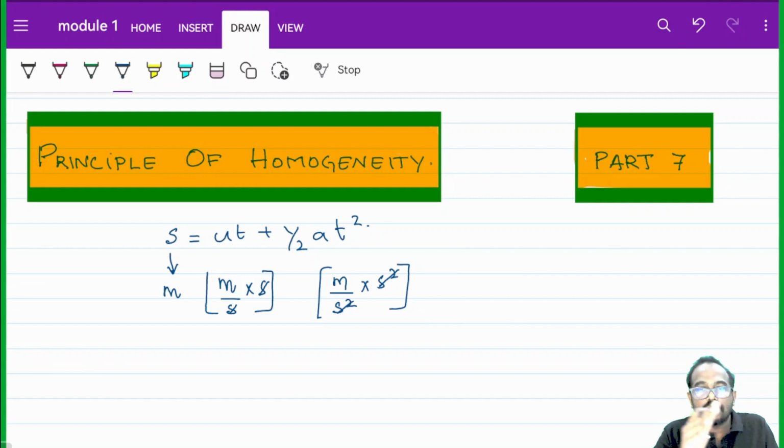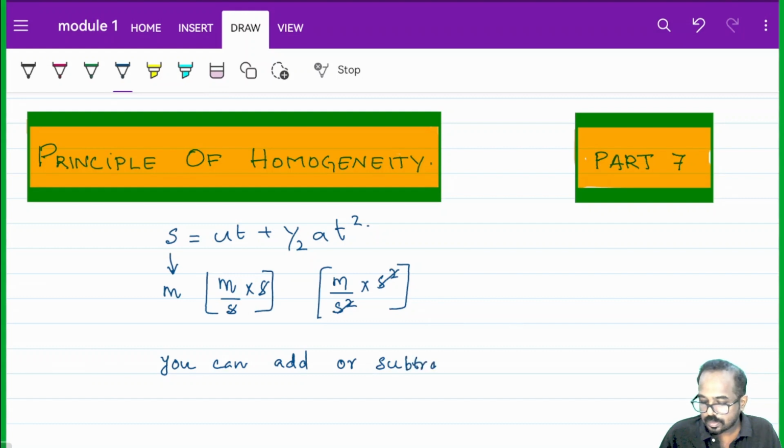That means you can add force with force, velocity with velocity, acceleration with acceleration, but you cannot add velocity with acceleration or subtract. For addition or subtraction, you can use similar quantities only. That is simply the principle of homogeneity. You can remember it like this: on both sides of the equation, every term should have the same unit. We will use this concept to solve the questions.